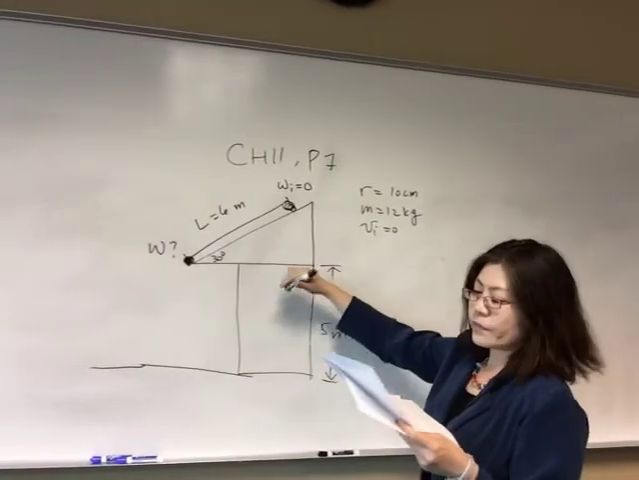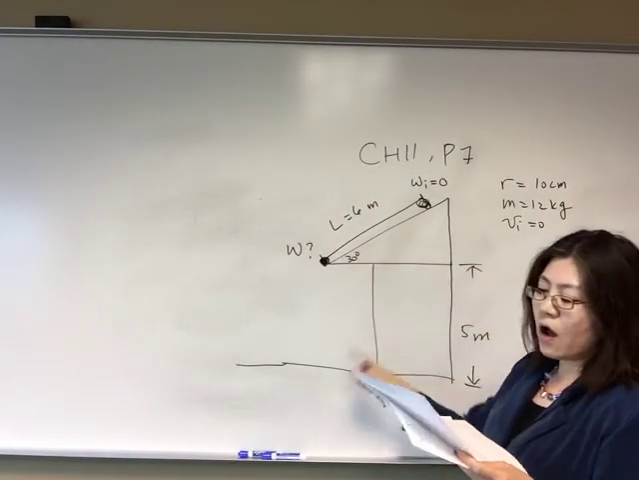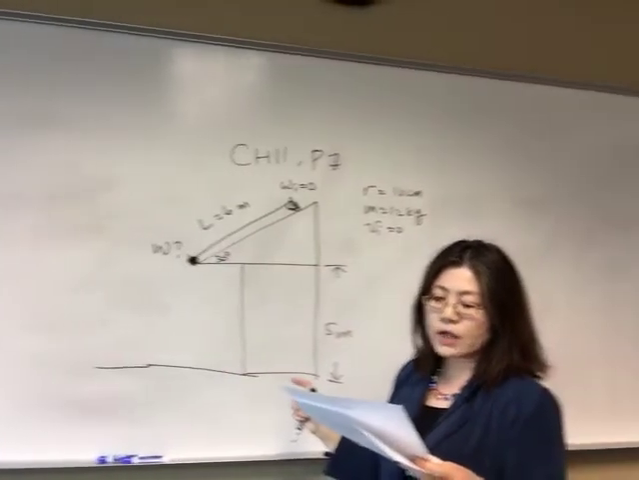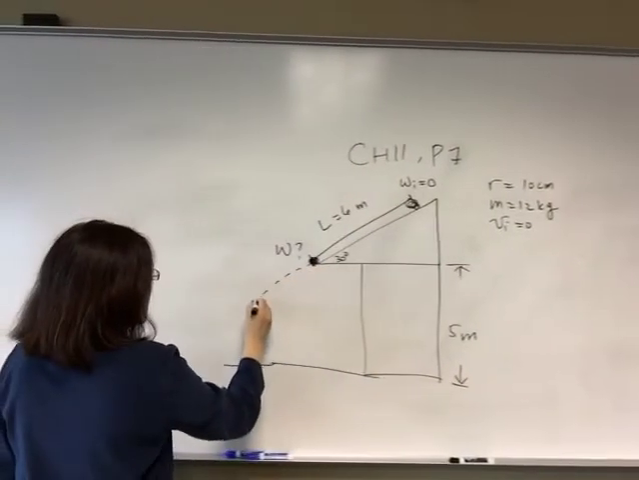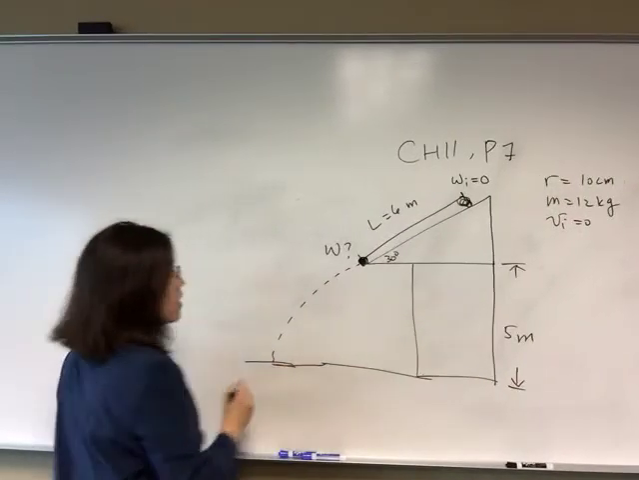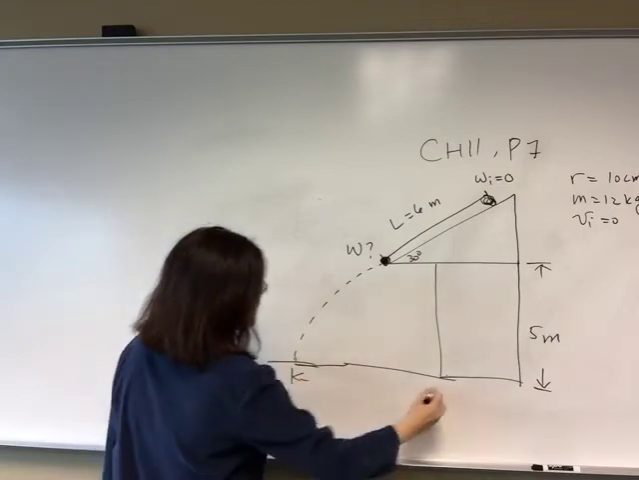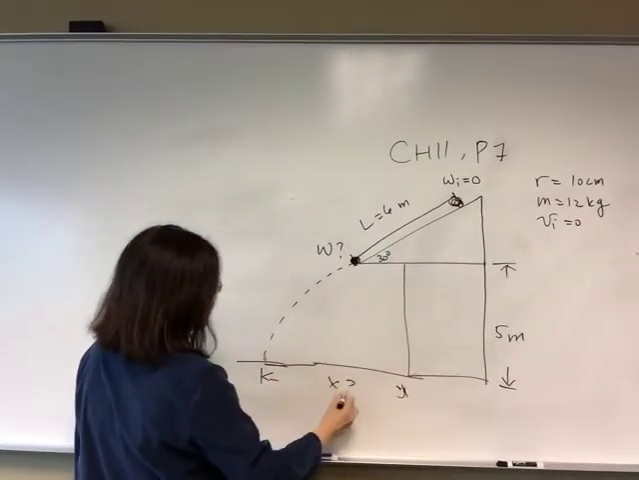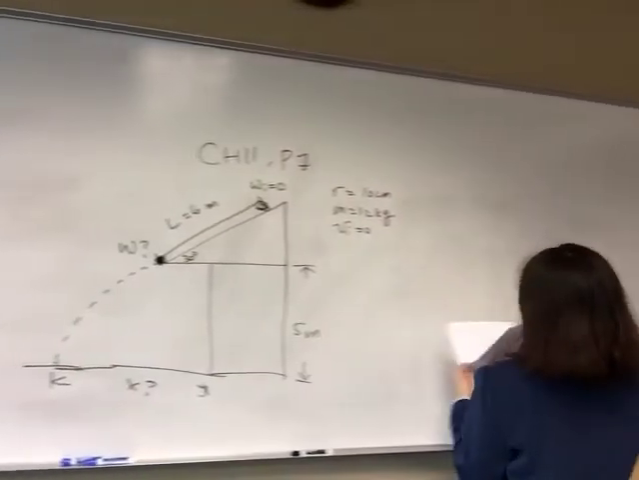And then the roof's edge is at a height of 5 meters. How far horizontally from the roof's edge does the cylinder hit the level ground? So this is going to roll off, and then it's going to trace out projectile motion. So you need to figure out what that distance is. The height is given. Okay? So how do we go about doing this?